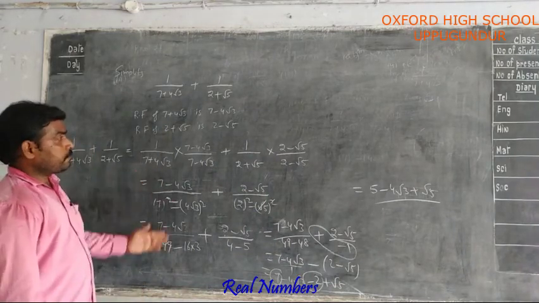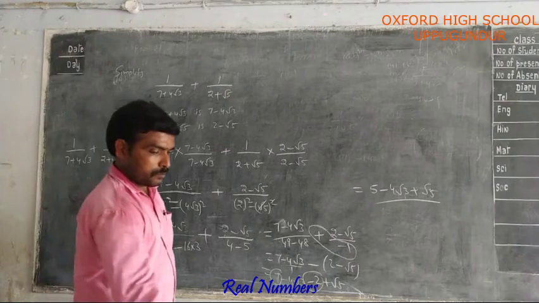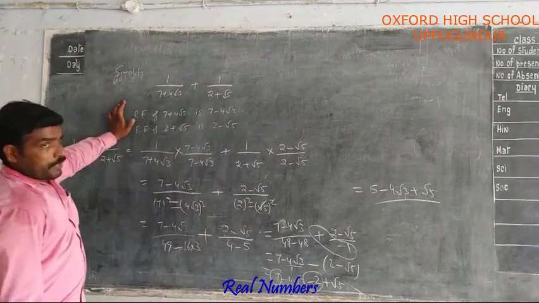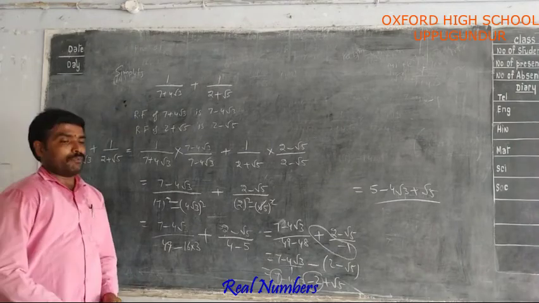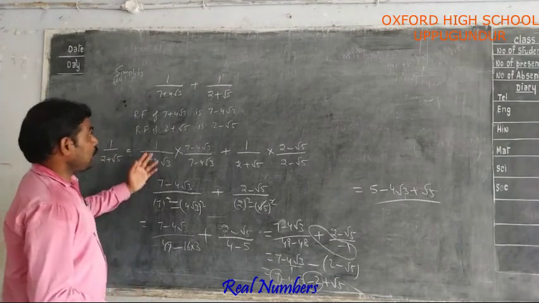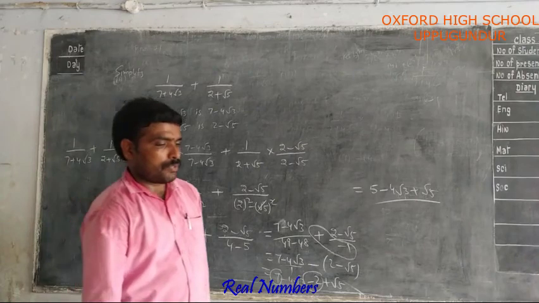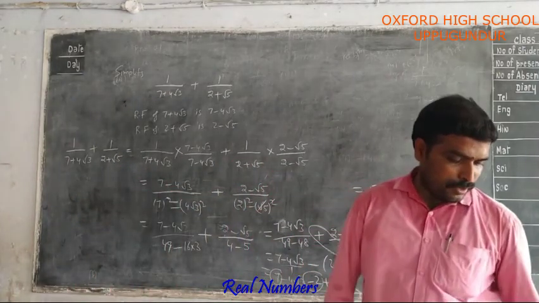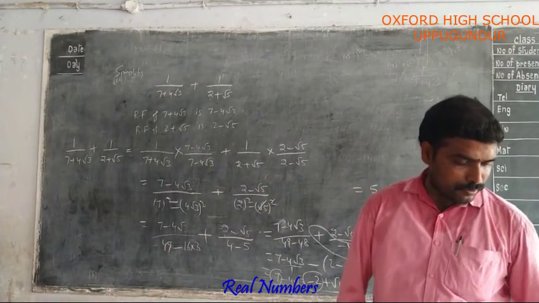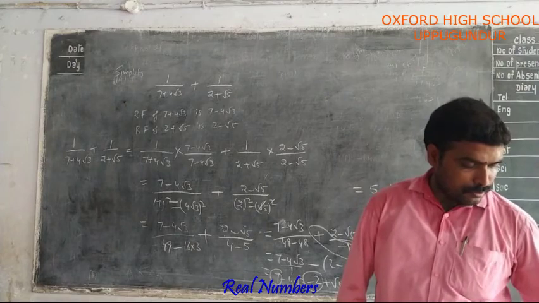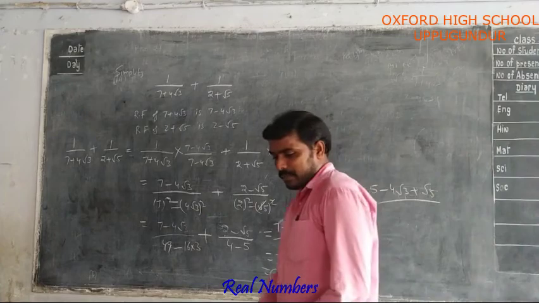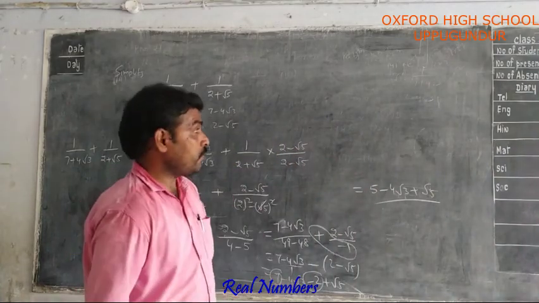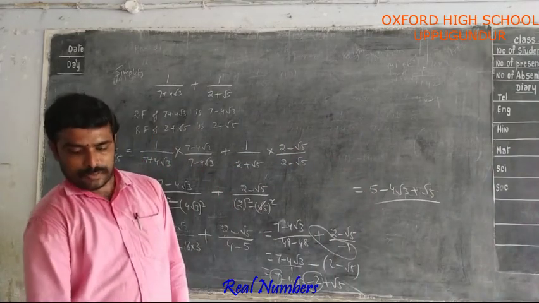Based on these simplifications, how to rationalize the denominator and how to simplify irrational numbers, you have some problems in your exercise, that is exercise 1.4. So all the remaining problems in exercise 1.4 we will do in the next session. Okay, thank you.